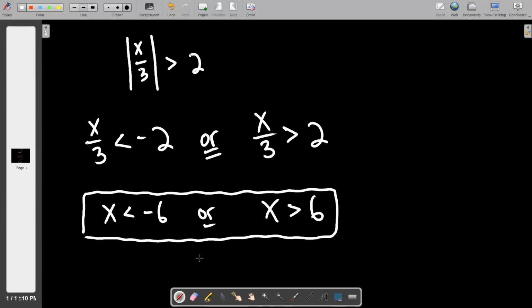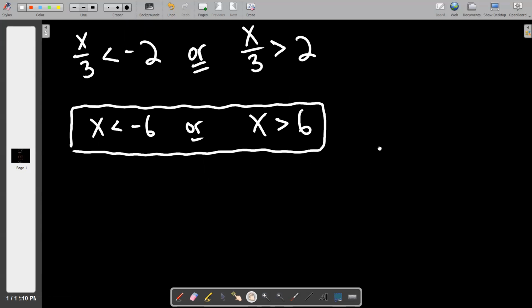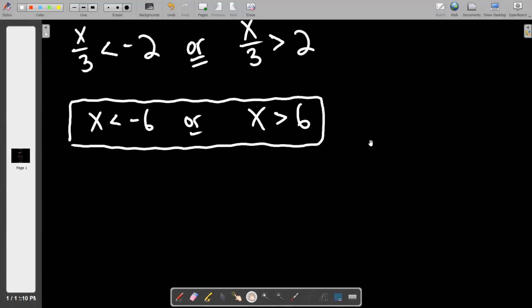Now we've got to make a graph to complete the trifecta. Absolute value, converted to compound, solved. Let's make a graph. What do I need on my number line? Not 0 in this case. I had 0 before because I was trying to teach you the idea of that blast radius, that distance from 0. I don't need them anymore. Who do I need? Yes. -6 is a must. +6 is a must. That's it. That's what I need.